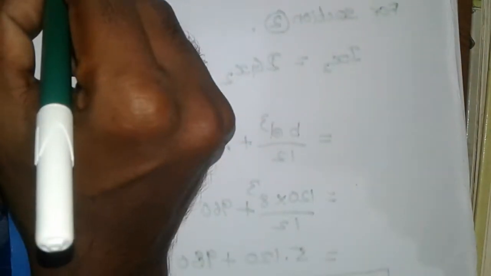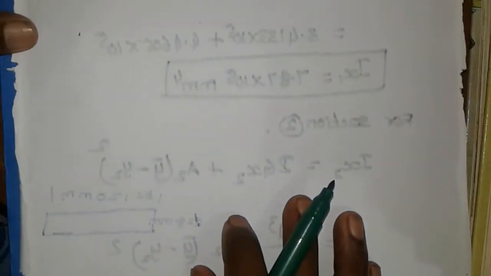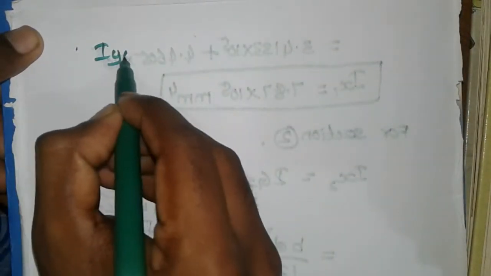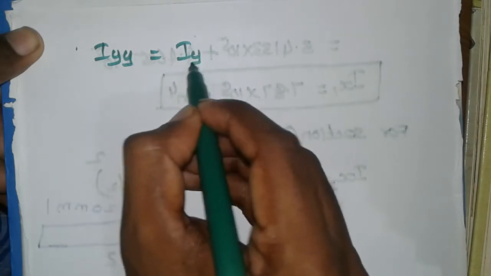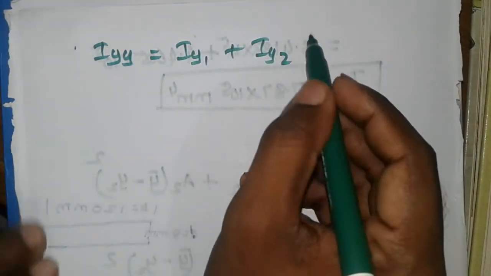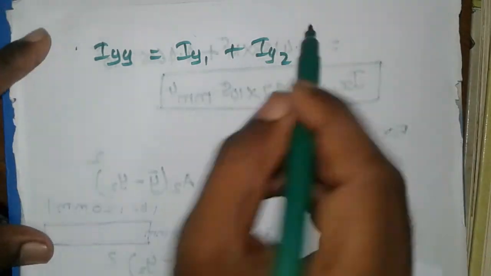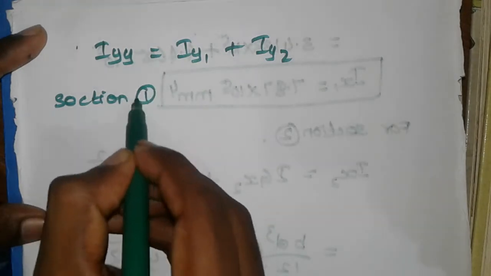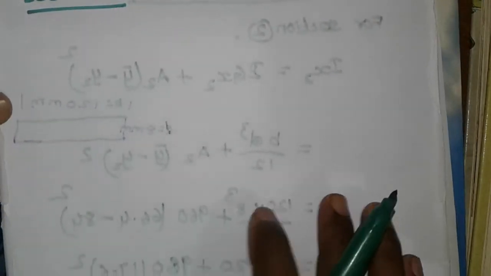Similarly, using the parallel axis theorem, we have to find out the moment of inertia for Iyy value. Iyy value is equal to Iy1 plus Iy2, the moment of inertia of section 1 and moment of inertia of section 2. First calculate for section 1. Draw the section 1 diagram with the dimensions.